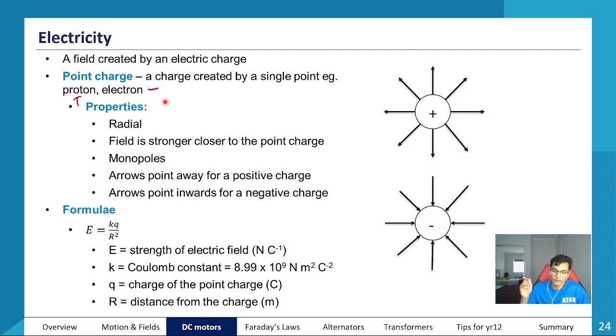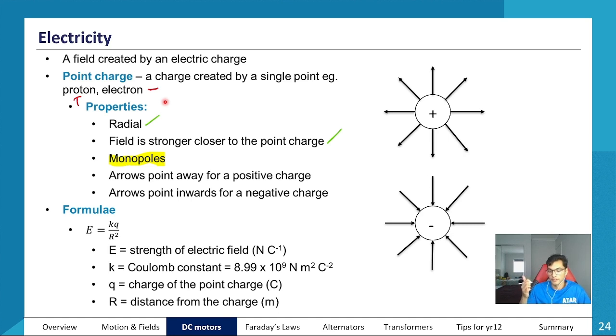And they're still considered a monopole. The reason that electric fields are monopole is because you can't have an electron with both positive and negative. It's either positive or it's negative. Same thing with a proton. You can't have a proton that's positive and negative. It's positive, and you can't have a negative proton. And because a point can only have one charge, it's still considered a monopole. Same thing with gravitational fields. It's radial. It's stronger as you get closer to the charge.